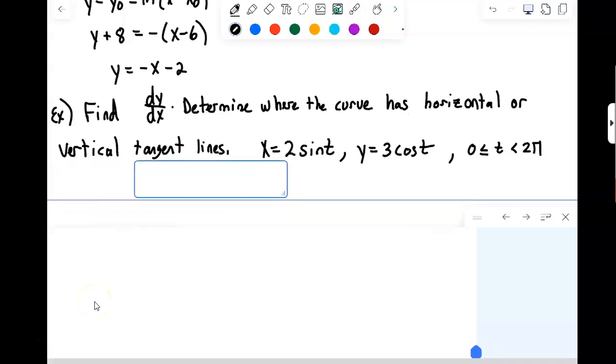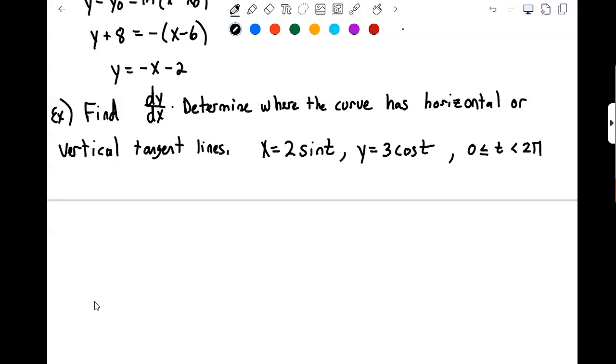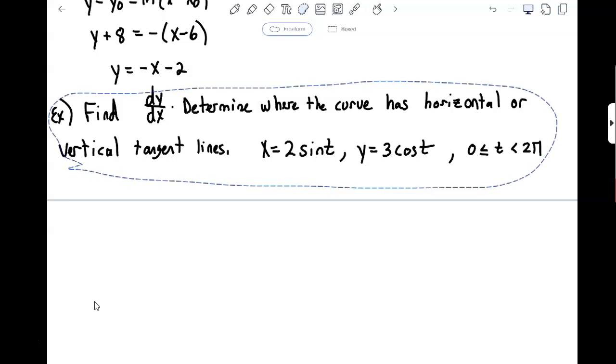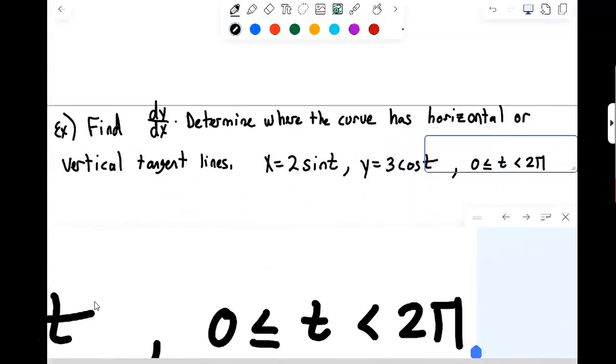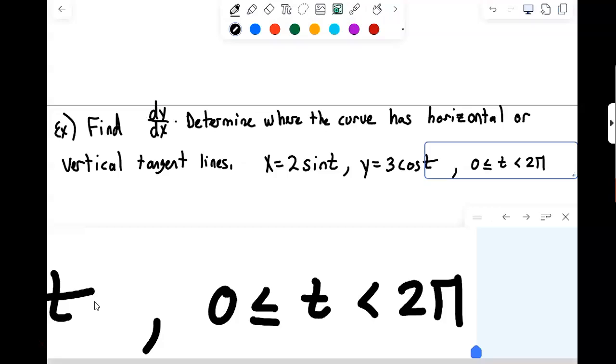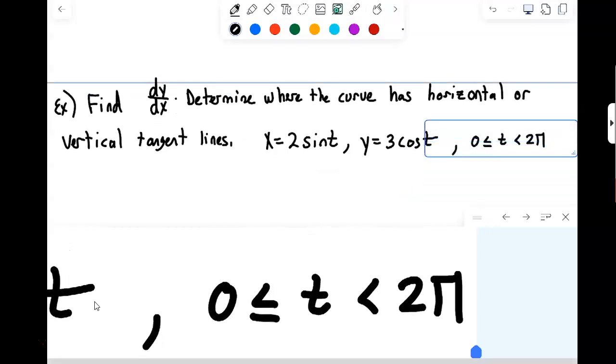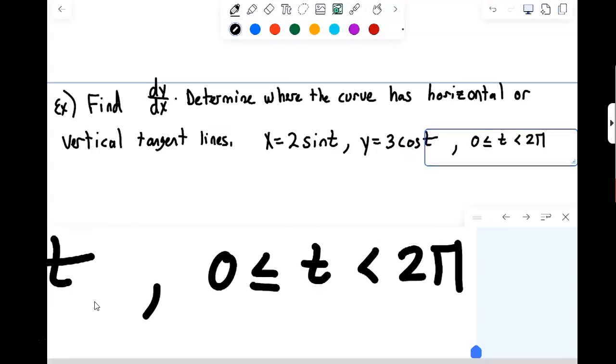Okay, so let's take a look at another example here. This time we want to find dy/dx, so just the formula for the derivative in terms of t. And then we want to determine from that where the curve will have horizontal or vertical tangent lines. Our equations here are x equals 2 sine of t and y equals 3 cosine of t, as t ranges between 0 and 2 pi, noticing it includes 0, but is strictly less than 2 pi.